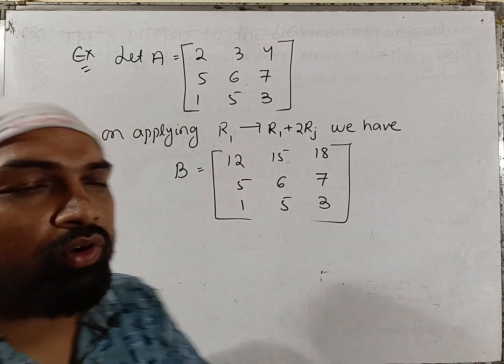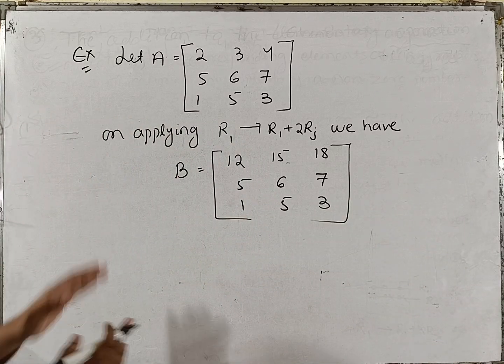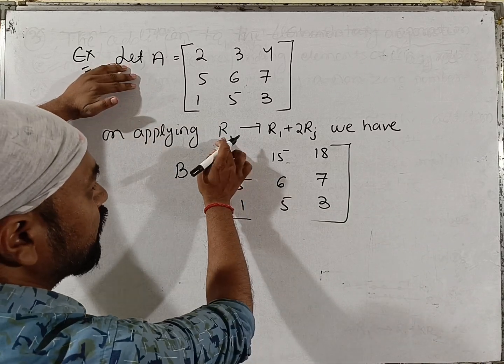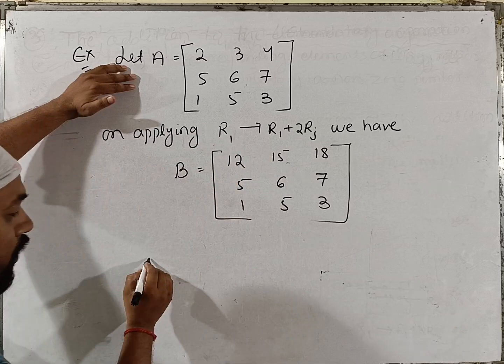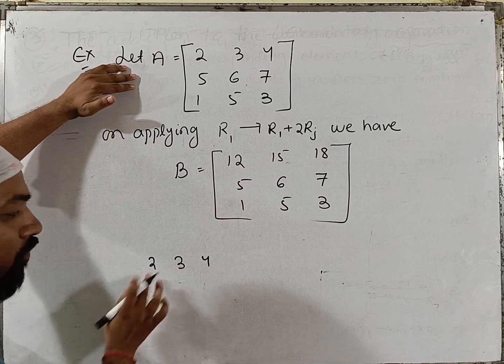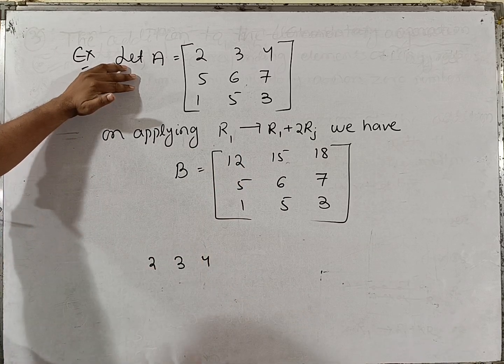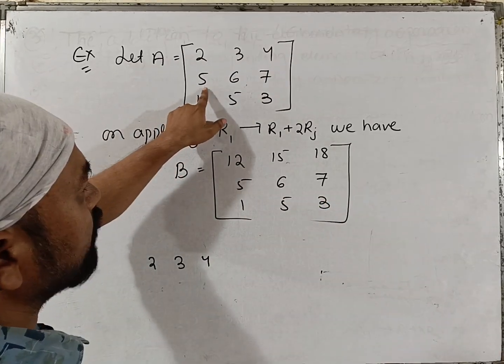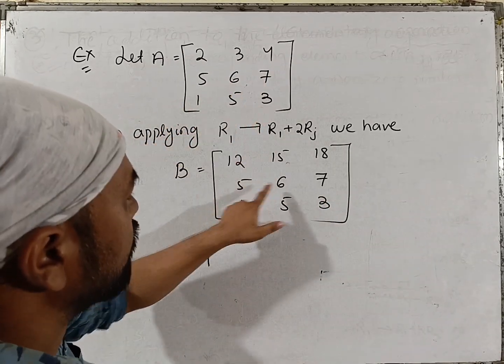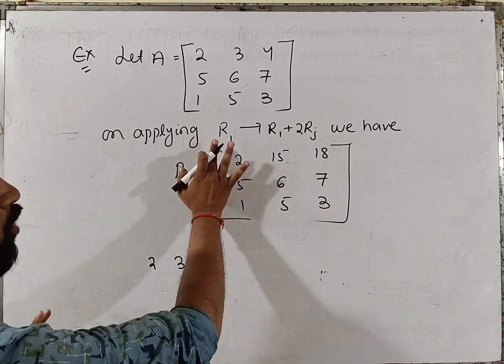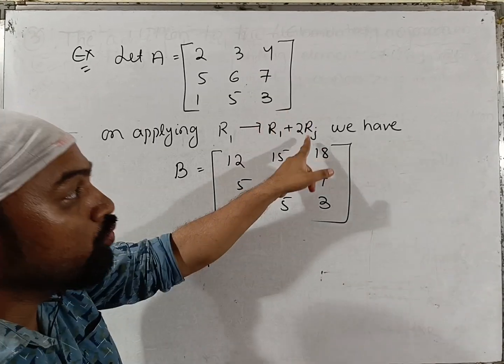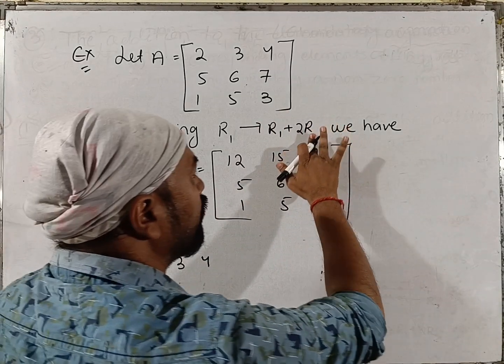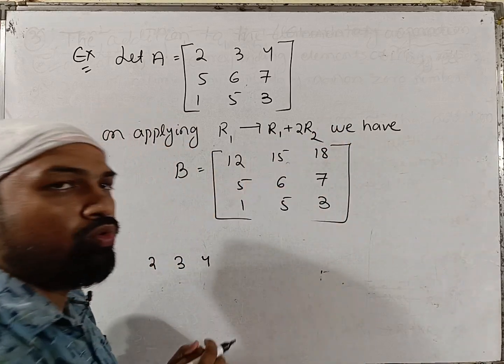So here it is the example based upon the type 3 operation. Here we are replacing row 1. That means we are replacing 2, 3, 4. These 3 elements will be replaced, and the rest of the 6 elements will be unchanged. You can see that the rows 5, 6, 7 and 1, 5, 3 remain the same. Only row 1 will be replaced by using the help of row 2.